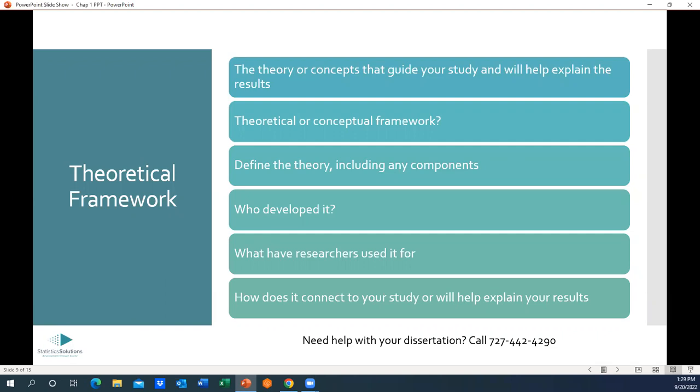Now, for quantitative studies, it's important that your theories match your instruments. Let's just take emotional intelligence. You're going to use a theory of emotional intelligence because you're studying emotional intelligence. That makes sense.